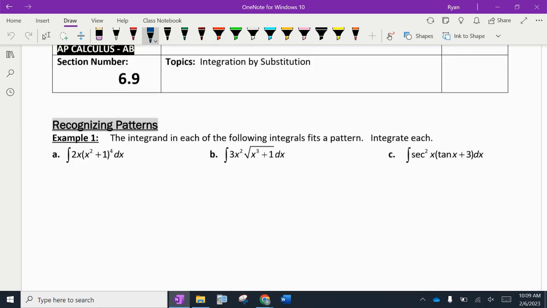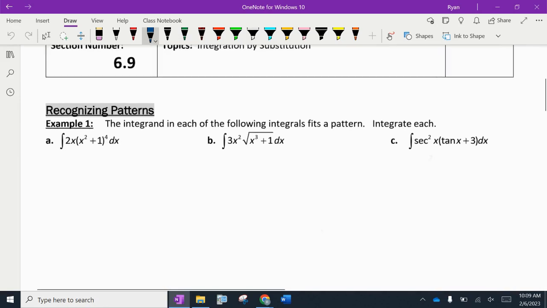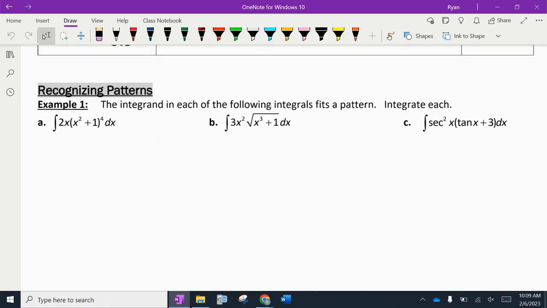All right, so now we're moving on to section 6.9, integration by substitution. Jumping into our very first example, it says find the integral of 2x times (x squared plus 1) to the 4th dx. Now we saw one kind of like this in section 6.8.